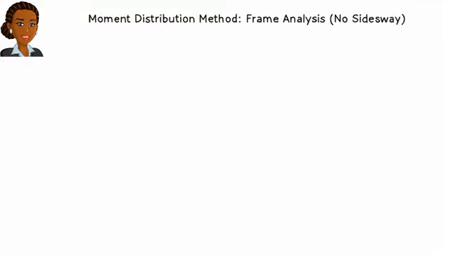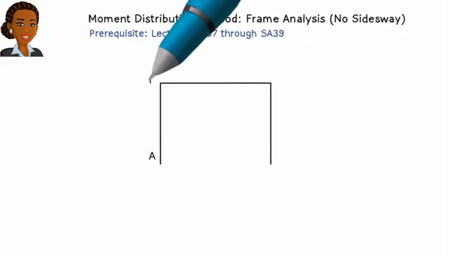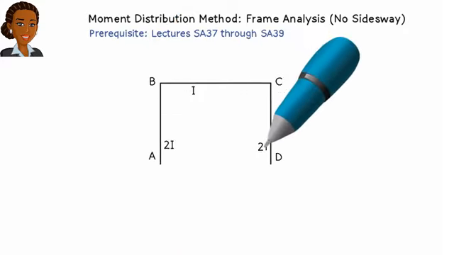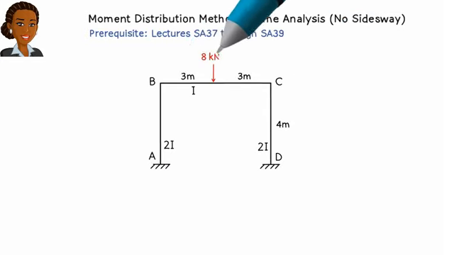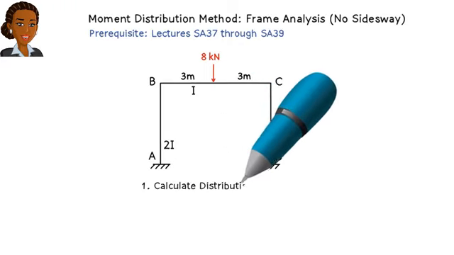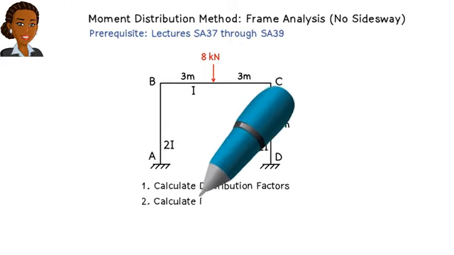In this lecture, we are going to illustrate the use of the moment distribution method for analyzing frame structures with no side sway. The analysis here is very similar to the case of continuous beams. First, we calculate the distribution factors and fixed end moments.